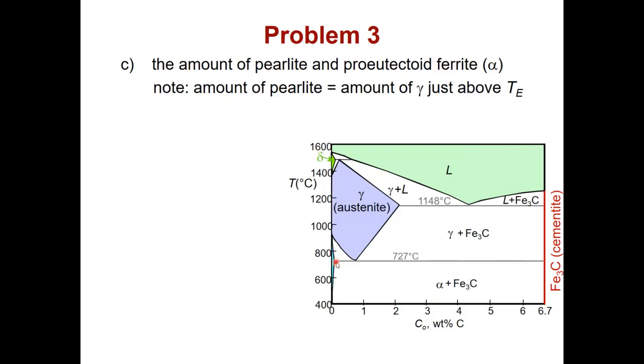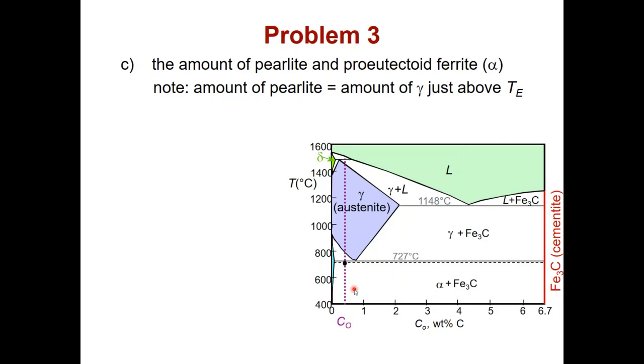In order to compute pearlite, which is formed down here, if we can compute the amount of gamma iron, then it is equal to the amount of pearlite. In order to understand this, you need to read the lecture material and watch the review of phase diagrams, which I have recorded and uploaded on the Blackboard site.